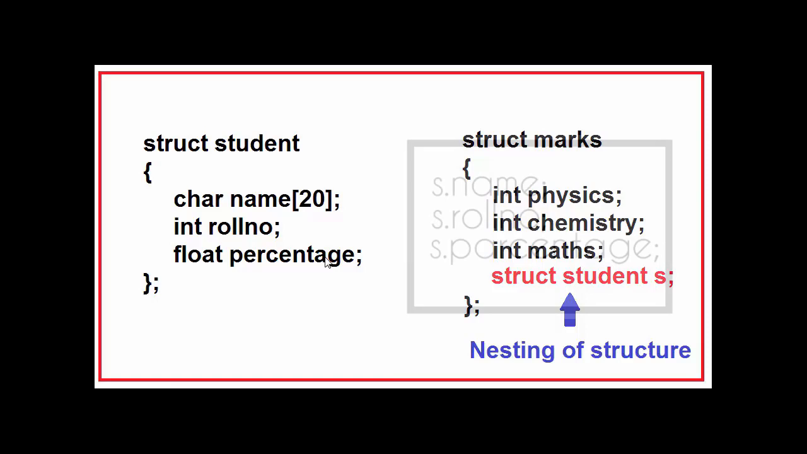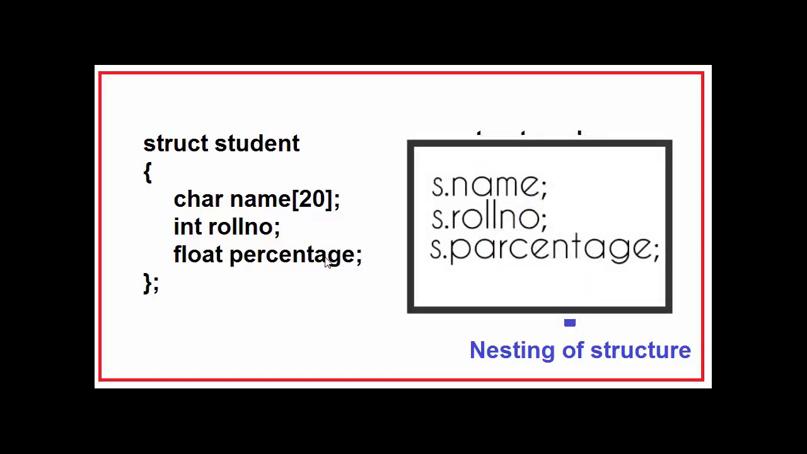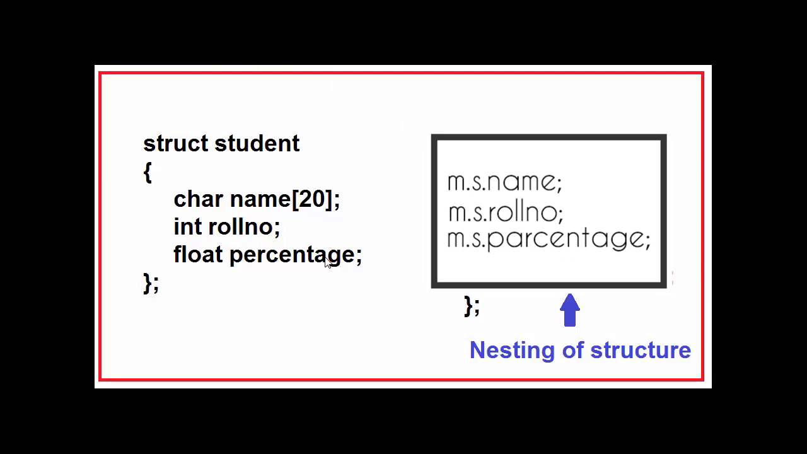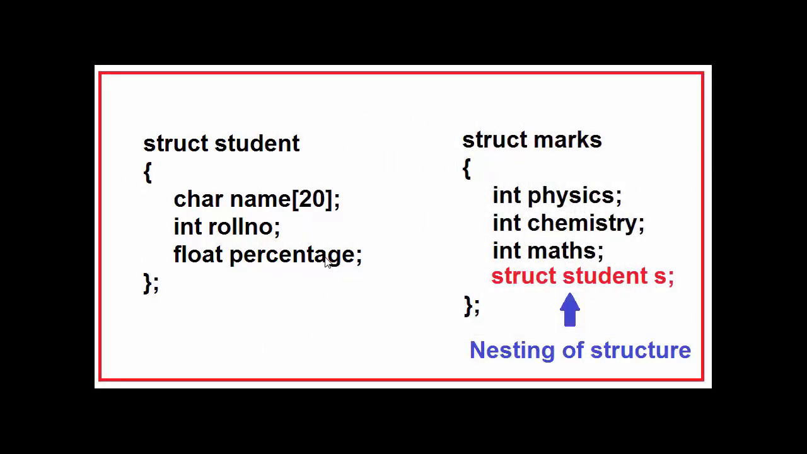So yes.name, yes.roll, yes.percentage are invalid statements because the structure variable of student is declared inside marks structure. So by using yum.yes.name, yum.yes.roll, yum.yes.percentage, we can access data of student structure.